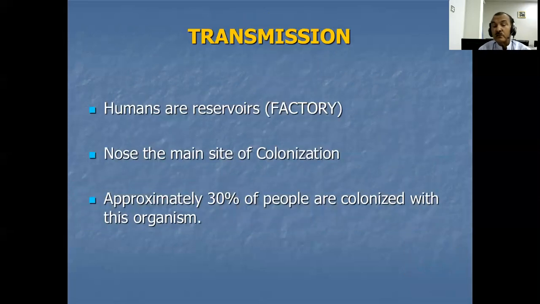Transmission of the Staphylococcus aureus. As I told you, humans are the only reservoirs of the Staphylococcus. Humans are the factory of the Staphylococcus. The nose is the main site of colonization. Approximately 30% of people are colonized with this organism. So this is a very virulent or pathogenic bacteria which is associated with different types of superficial infections.